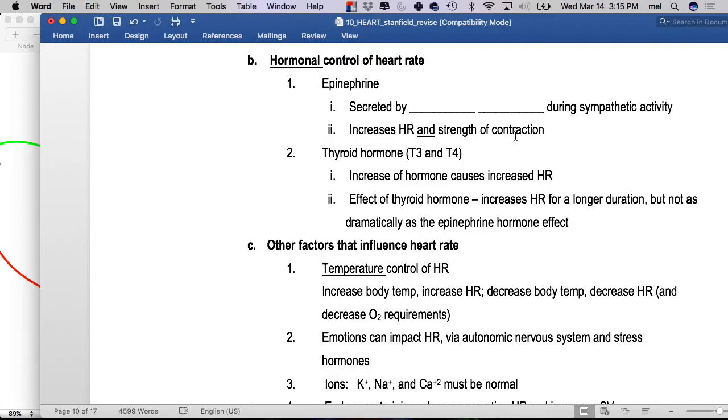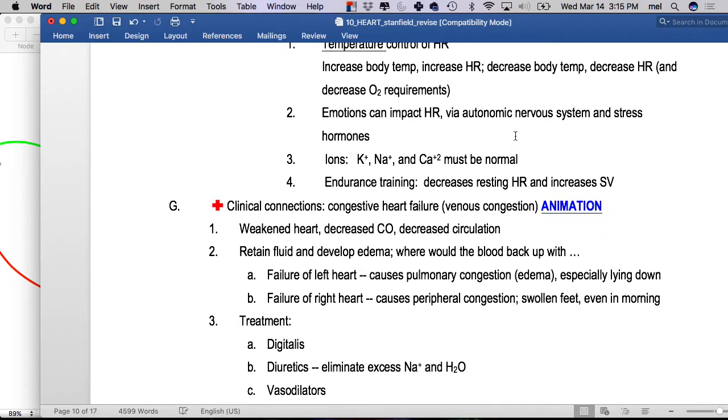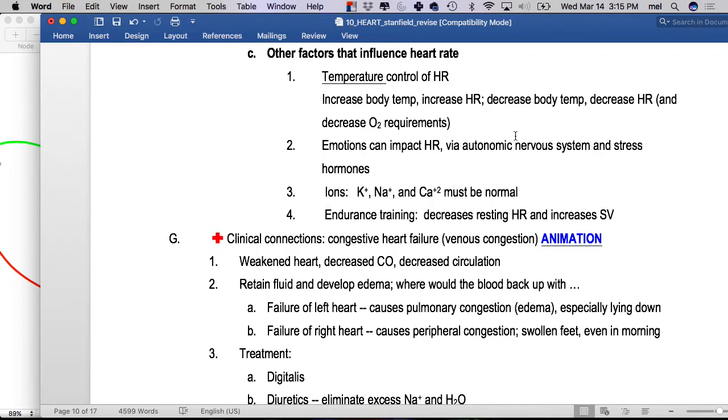The only reason that's important is because if you have somebody who's hypothyroid, their heart rate's slightly lower. And if you have someone who's hyperthyroid, their heart rate's slightly higher. But we don't really use thyroid hormone as a regulatory mechanism for heart rate. Do you see what I mean? We use epi, yeah, but we don't use thyroid hormone. It does impact heart rate, but over long periods of time, right? Does that make sense?